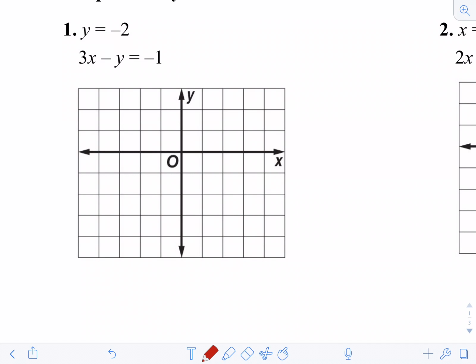So y equals -2 is going to go through your y-axis at -2. So it's going to go through right here. What I'm going to do is just make a line right here at y equals -2. And it's a little bit above it, but it's okay. Okay, so here's y is equal to -2.